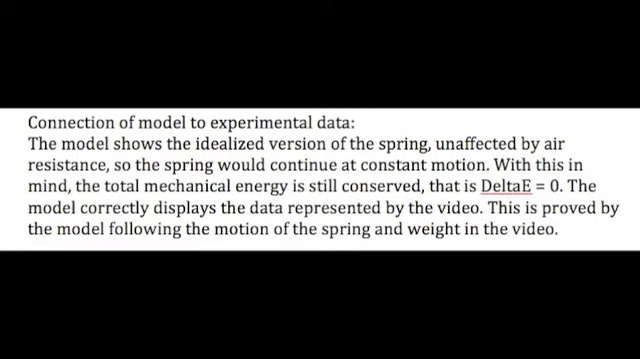The connection of the model to experimental data. The model shows the idealized version of the spring unaffected by air resistance, so the spring would continue at constant motion. With this in mind, the total mechanical energy is still conserved, that is, delta E equals 0. The model correctly displays the data represented by the video. This is proved by the model following the motion of the spring and weight in the video.